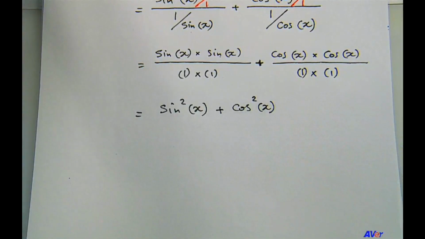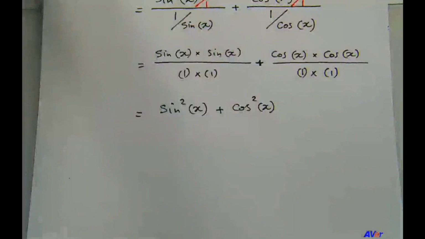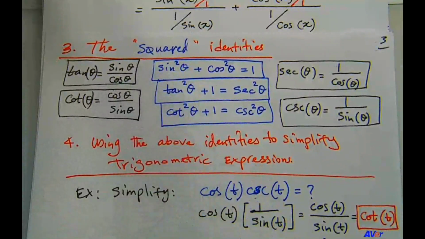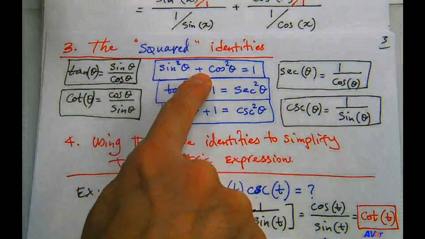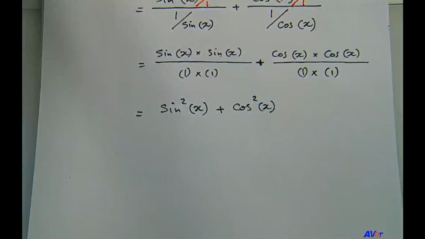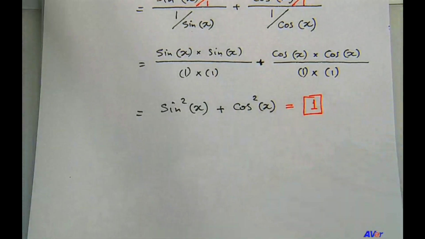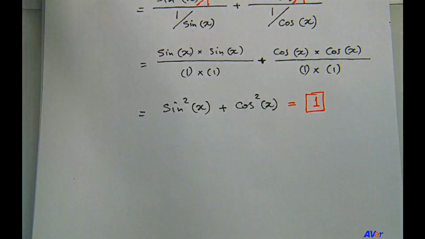So how do we simplify this? Do you remember the squared identities? Let me bring them back. So compare what we have with the squared identities. Which one can we use? The first one, right? Sine squared theta plus cosine squared theta equals 1. So we can say sine squared x plus cosine squared x equals 1 as well. And we are done with that one.